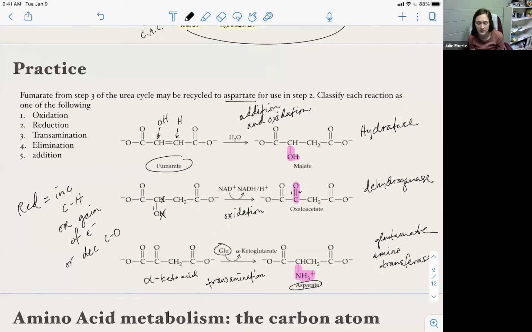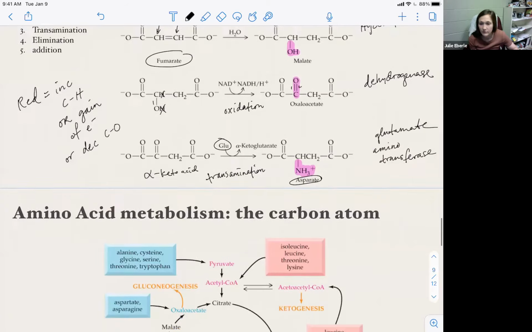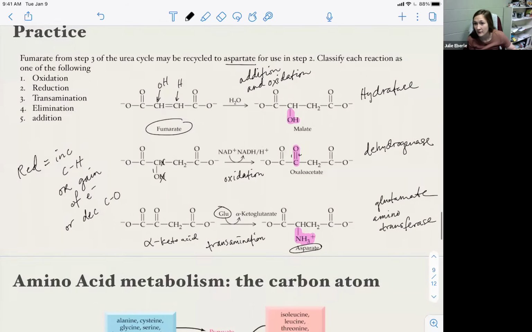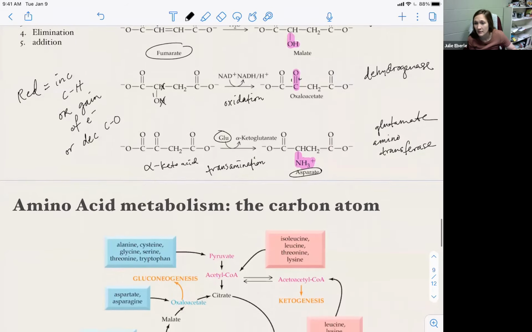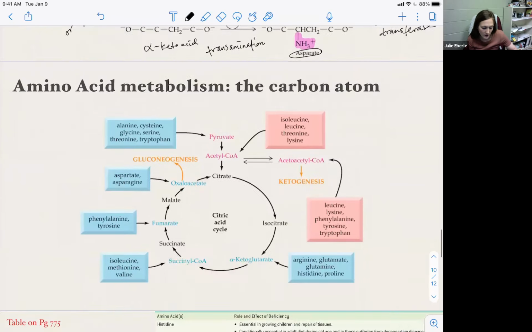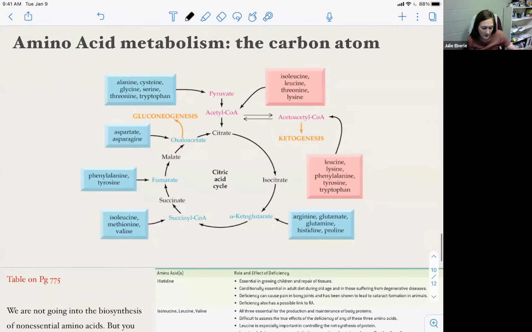Okay, 2 slides left and then we're done. So we spent this whole lecture talking about the nitrogen atom. But remember we said that we don't just want amino acids for their nitrogen, we want them for their carbons too, and those can be recycled. The main place they go is they feed right into intermediates in the citric acid cycle.